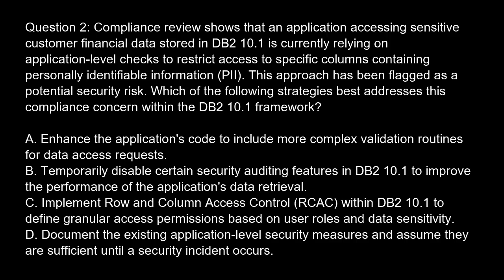Option A. Enhance the application's code to include more complex validation routines for data access requests. Option B. Temporarily disable certain security auditing features in DB2 to improve the performance of the application's data retrieval. Option C. Implement row and column access control RCAC within DB2 to define granular access permissions based on user roles and data sensitivity. Option D. Document the existing application-level security measures and assume they are sufficient until a security incident occurs.